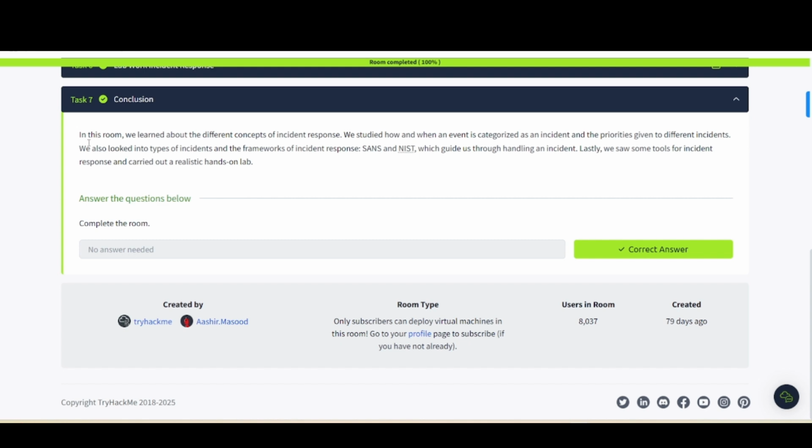Task number 7, conclusion. In this room, we learned about the different concepts of incident response. We studied how and when an event is categorized as an incident and the priorities given to different incidents. We also looked into types of incidents and frameworks of incident response, SANS and NIST, which guide us through handling an incident. Lastly, we saw some tools for incident response and carried out a realistic hands-on lab. Complete the room, which we've done, and we're done with this particular room.